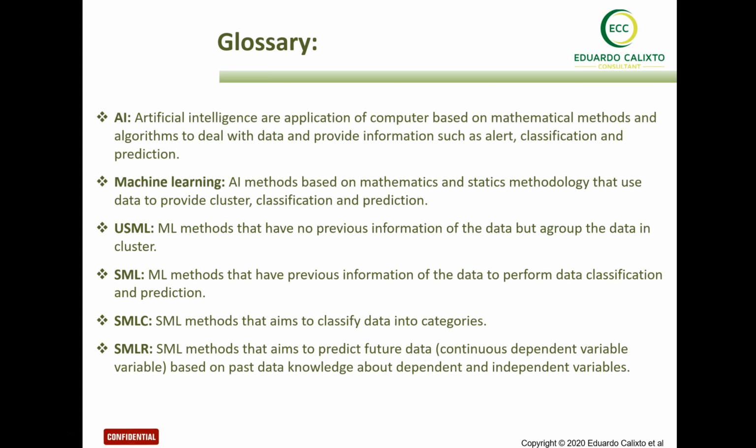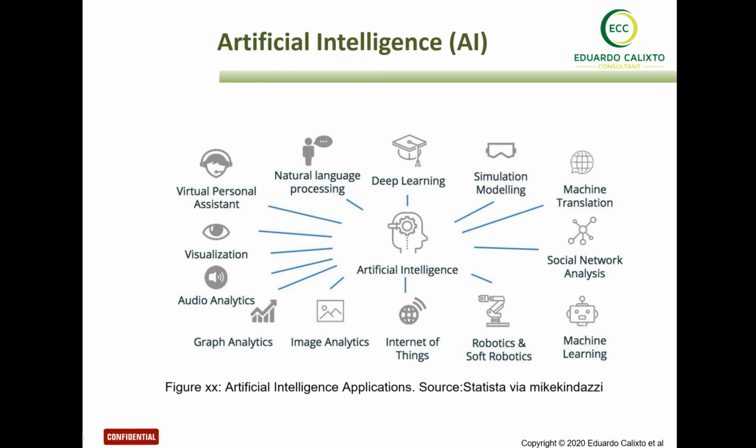As usual, at the beginning of each module, we present a glossary with the main concepts of artificial intelligence, machine learning, unsupervised machine learning, supervised machine learning, and the different types of supervised machine learning. That is, supervised machine learning classification and supervised machine learning regression. Concerning the different methodologies and technologies in artificial intelligence, in this training we focus especially on two types of methods, deep learning and machine learning.